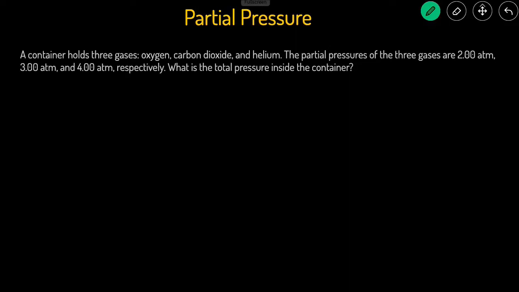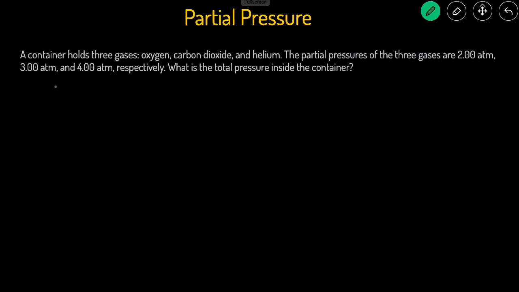In this video, we'll be going over how to calculate the partial pressure of gas by using Dalton's law of partial pressure. Let's jump straight into an example. A container holds three gases: oxygen, carbon dioxide, and helium. The partial pressures of the three gases are 2, 3, and 4 atm respectively. What's the total pressure of the container?